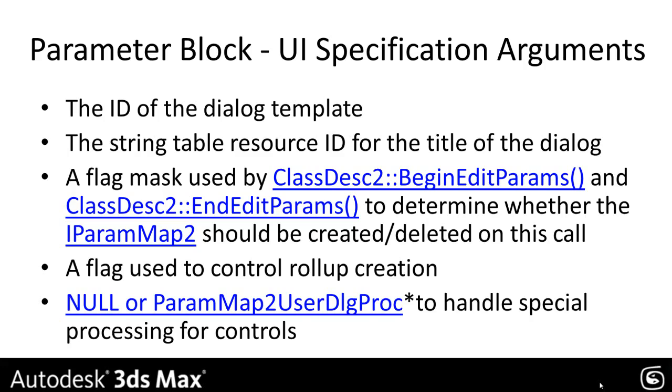And then you can either pass null or the param_map2 user dialog proc. So basically a user dialog proc that's going to handle special processing for any controls. So you can let the system manage it, map it to the controls, or if you need real special behavior, you can provide your own dialog proc.